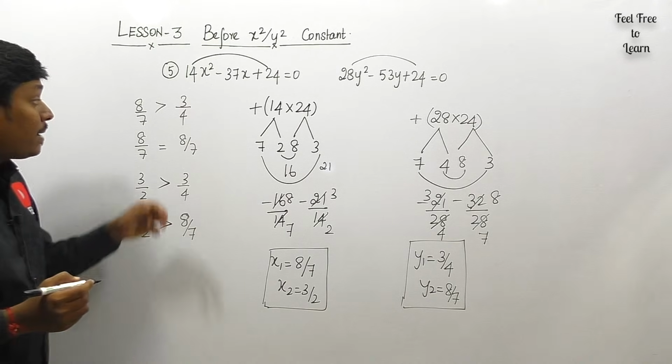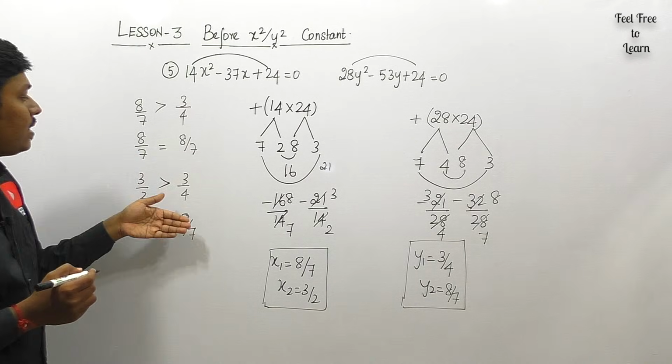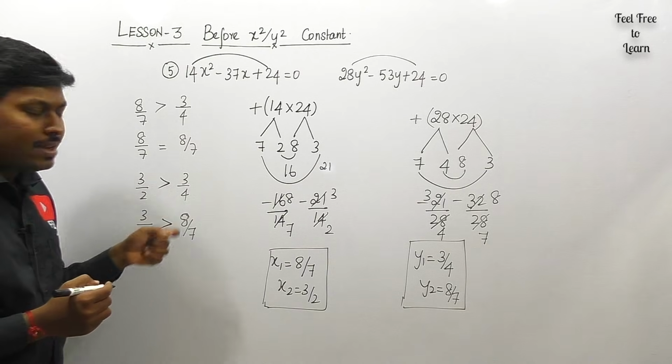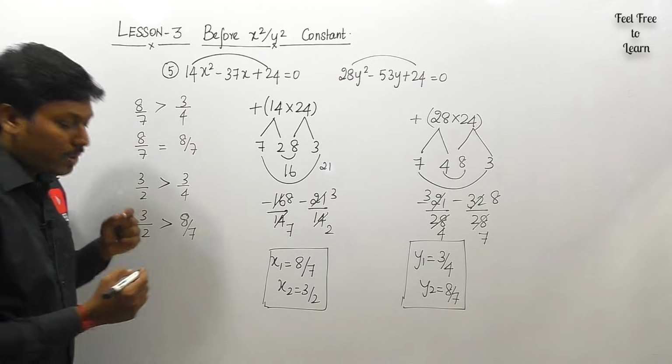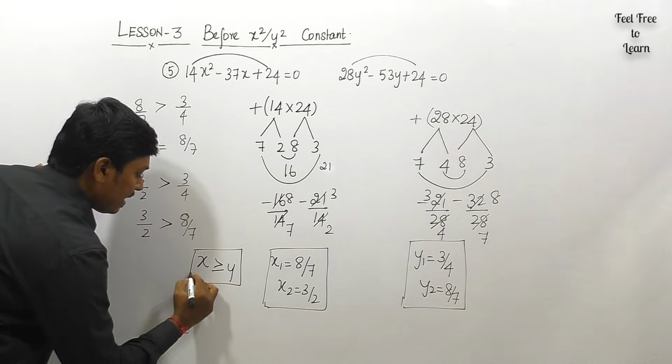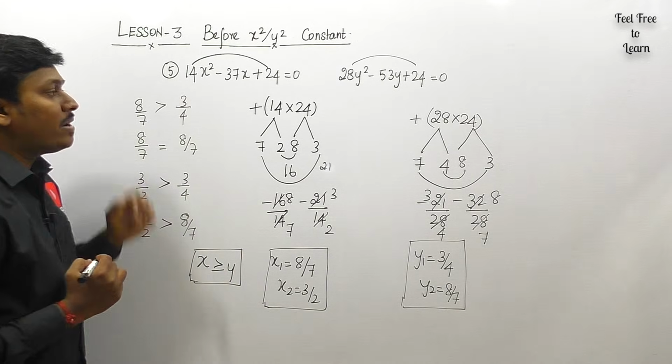So finally, by comparing all the x values with the y values, in case number 1, case number 3, case number 4, x is greater than y. In the second case, x is equal to y. So finally we can say that the relationship between x and y will be x greater than or equal to y for question number 5.